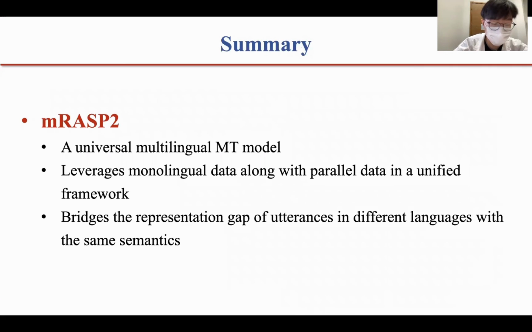Okay, to sum up, mRASP2 is a universal multilingual MT model, and it leverages monolingual data along with parallel data in a unified framework. Also, it bridges the representation gap of utterances in different languages with the same semantics.